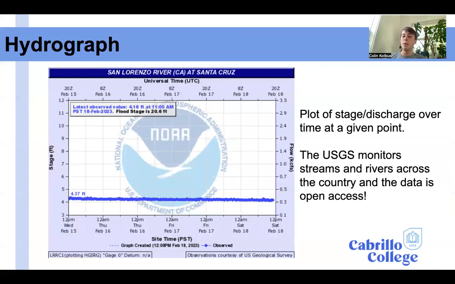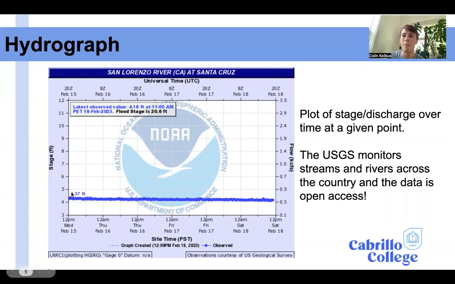So all streams, you can plot their stage or discharge over time and develop a figure called a hydrograph. This is a hydrograph of the San Lorenzo River for the last 3 days. The USGS monitors streams and rivers all across the country, and this is actually publicly accessible for you to look at and maybe do some data analysis with, which we're going to do in the next couple of slides. So I think that's pretty cool.